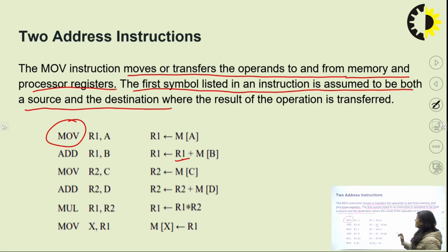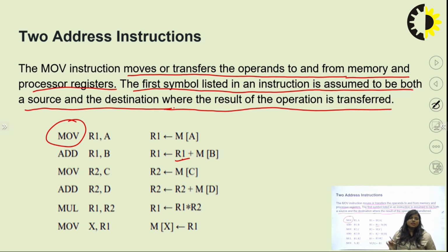So this is the main concept in two address instruction. Again, here we have the destination, where the result of the operation is transferred. This is the main key point of two address instruction.